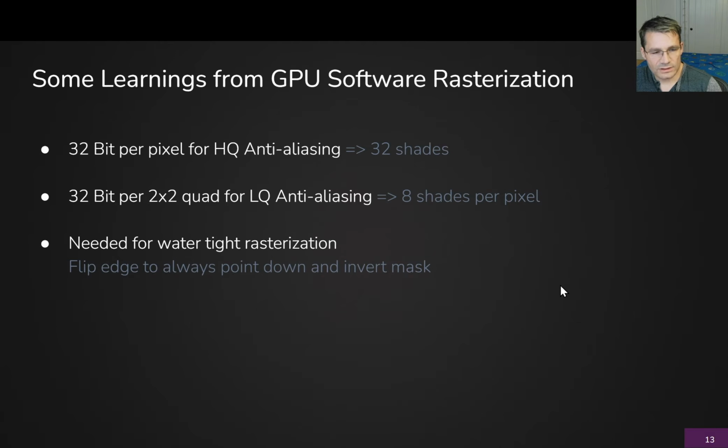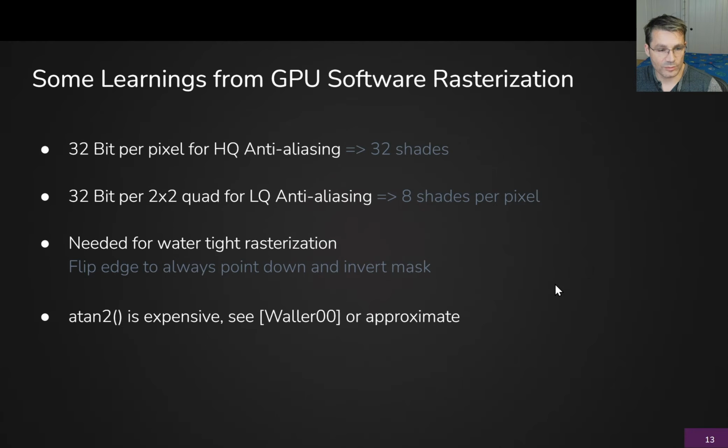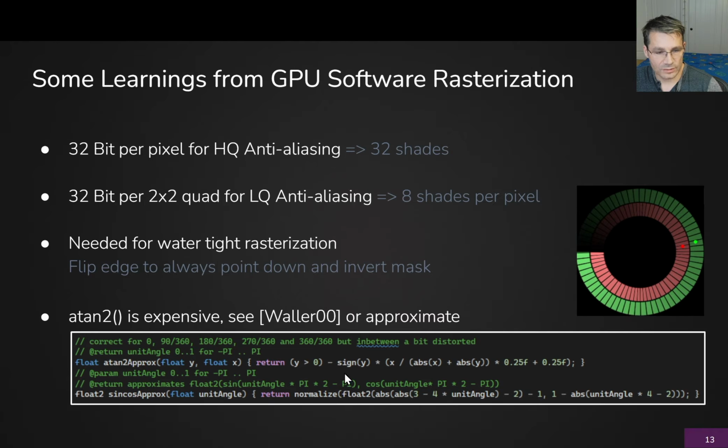What's needed for watertight rasterization, to not have holes and double rendering, is that you can easily flip an edge if it's pointing downward. Consistently, the edges should always be pointing downward. So you flip them and invert the mask if that's not the case. Then you're avoiding this problem. Using tangents to compute the angle would be expensive, and I found an approximation that is rather trivial, and you can use it or find something better. For me, it solved my performance problem, so that's what I used.